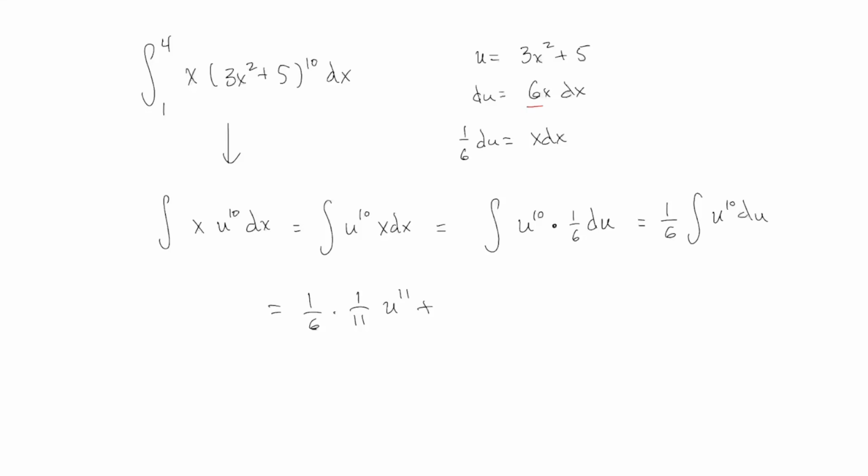And now, I'm not going to put the plus c, because now we have to deal with the numbers 1 and 4, right? But this is the antiderivative. All right, everybody satisfied so far? I hope so. If you want to multiply, 6 times 11 is 66, so 1 over 66. That's fine. I don't really care about that.